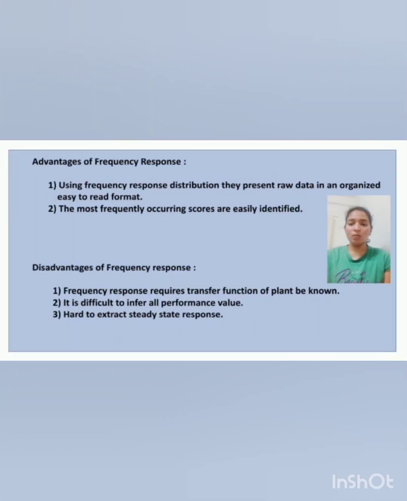Advantages of frequency response. First, using frequency response distribution, they present raw data in an organized, easy to read format. Second, the most frequently occurring scores are easily identified. Then, disadvantages of frequency response. First, frequency response requires that the transfer function of the plant be known. Second, it is difficult to infer all performance values. Third, frequency responses are hard to use to extract the steady state response. Thank you.